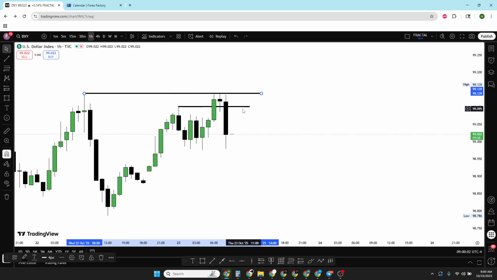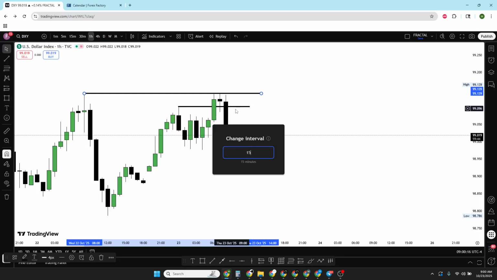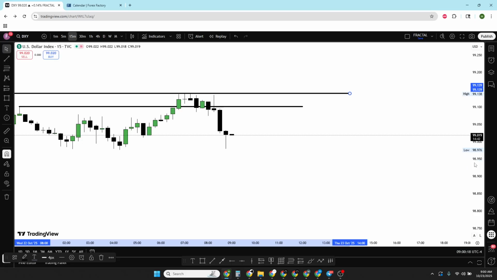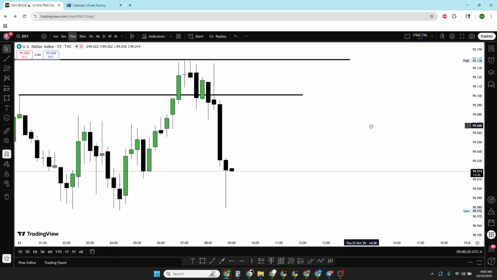However, price didn't trade above this one. It only got above this. So I was using this as my old high for the intraday fractal model. So now let's go down to a 15-minute chart. I'm going to give you guys some insights on the 15-minute chart today.